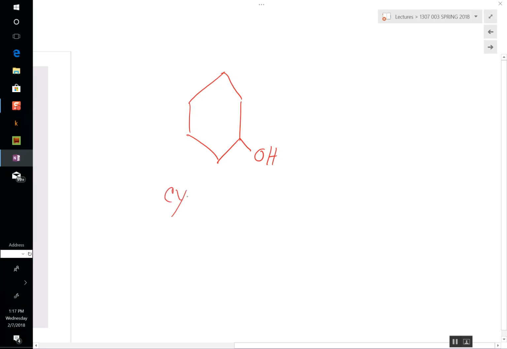So with cyclohexane, what do we do? We drop the E and we add OL. And it's called cyclohexanol. So what about the 2-hydroxybutyl? Just one second. You can see I'm not putting any 1 in here. Okay?